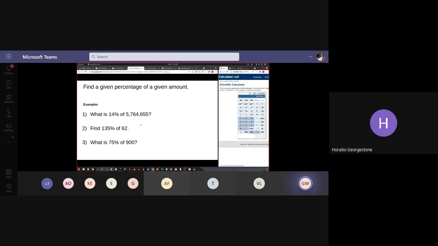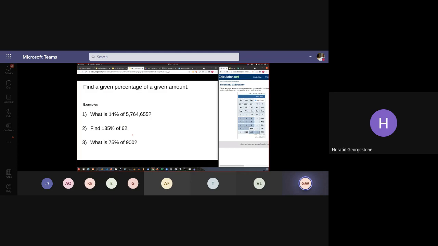Okay, so the next one, find 135% of 62. So obviously 135% is more than 100%, so the number is going to get bigger. The final amount is going to be more than 62. It's always good to think about things like that before you type it into the calculator, because we all mistype things in the calculator. We all make silly mistakes. And one of the best ways to avoid silly mistakes is to do a sense check.